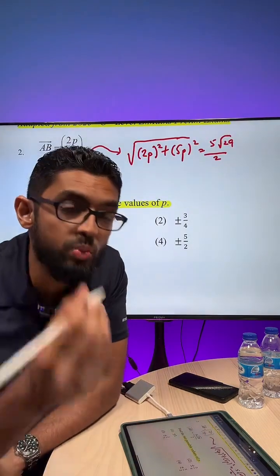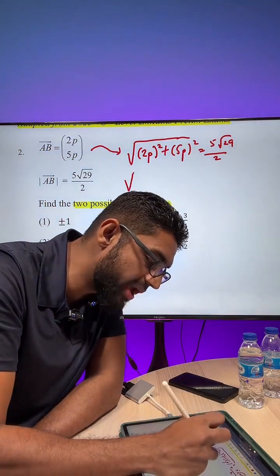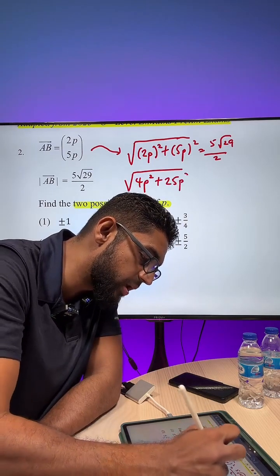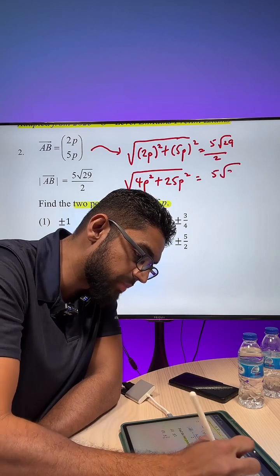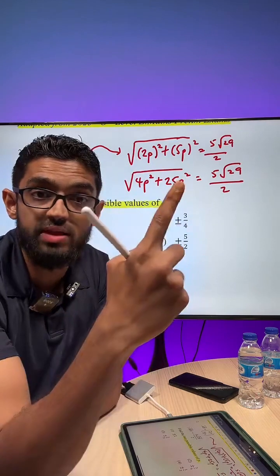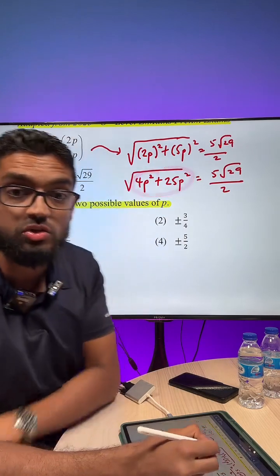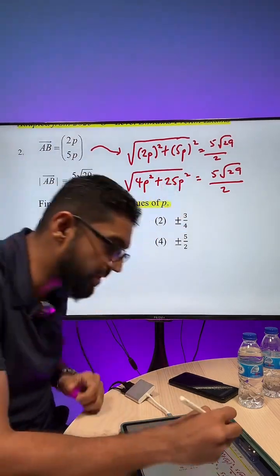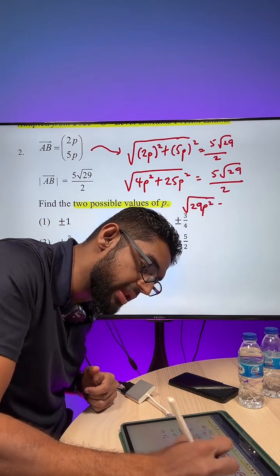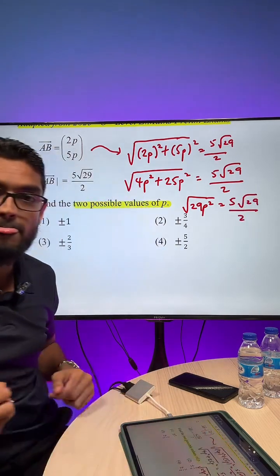Since we're interested to find the value of P, what we can do is to expand the 2p square and the 5p square first. We're going to get 4p square plus 25p square. And that will be equivalent to 5 times root 29 over 2. And then we remove the square root by doing a square on the other side. So 4p square plus 25p square is 29p square. Square root 29p square, and this will be equals to 5 root 29 divided by 2.